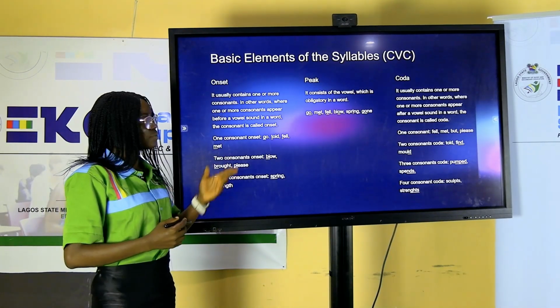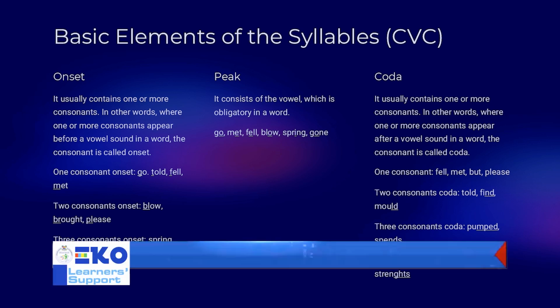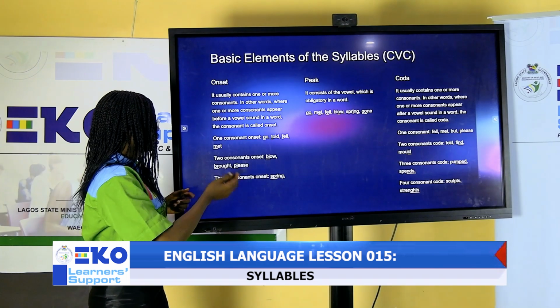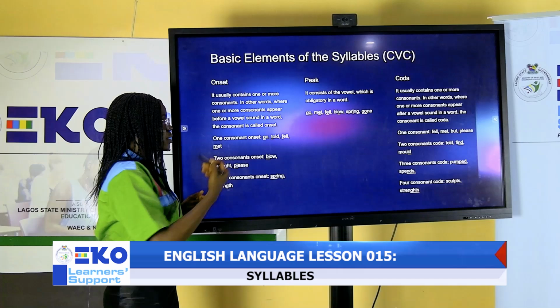1 consonant onset. The G here is the consonant on the onset. T in toad, F in fell, and M in met. 2 consonants at the onset level. Look at it. BL, that's a 2 consonant cluster before the interference of the vowel sound. Then we also have BR, as in brought, before the interference of the vowel sound, which is the peak. Then PL, before the interference of the vowel sound at the middle.